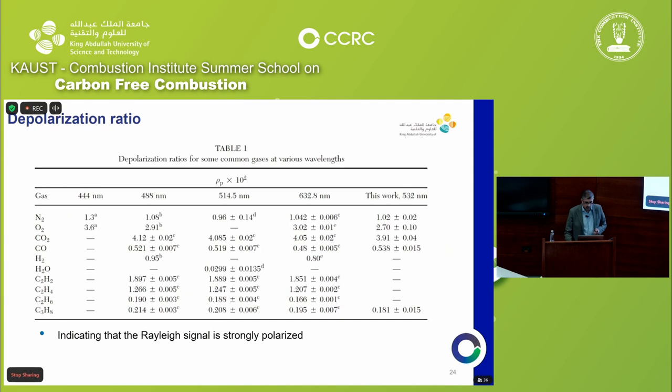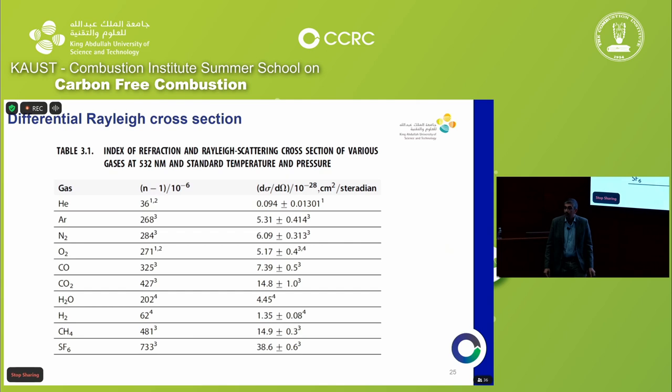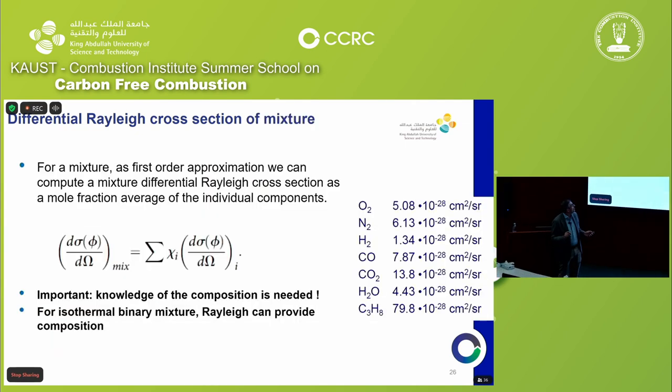Let me skip to the other aspect here. The sigma and the omega is a strong function of the index of refraction of your medium. So if you don't have a single gas medium, but you have a combustion environment, this is never the case. You have a mixture of different gases. In order to get the Rayleigh cross-section of the mixture, you need to compute it as a mole fraction average of the differential cross-sections of the individual species.